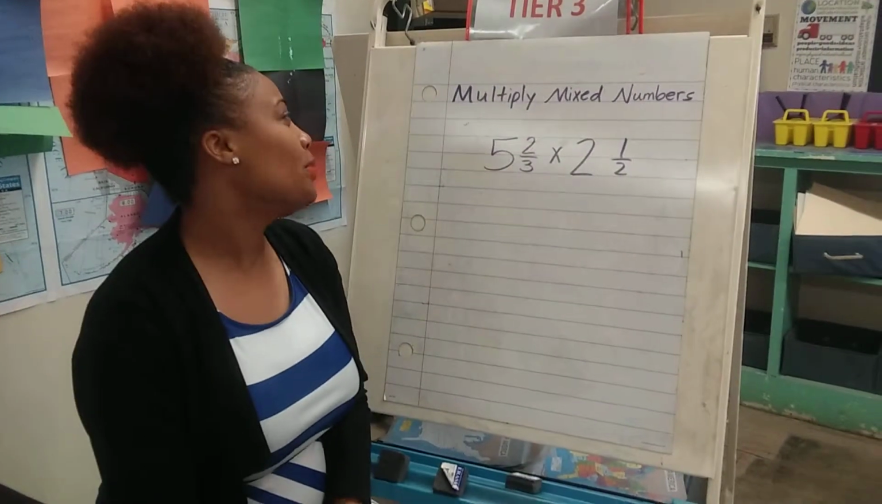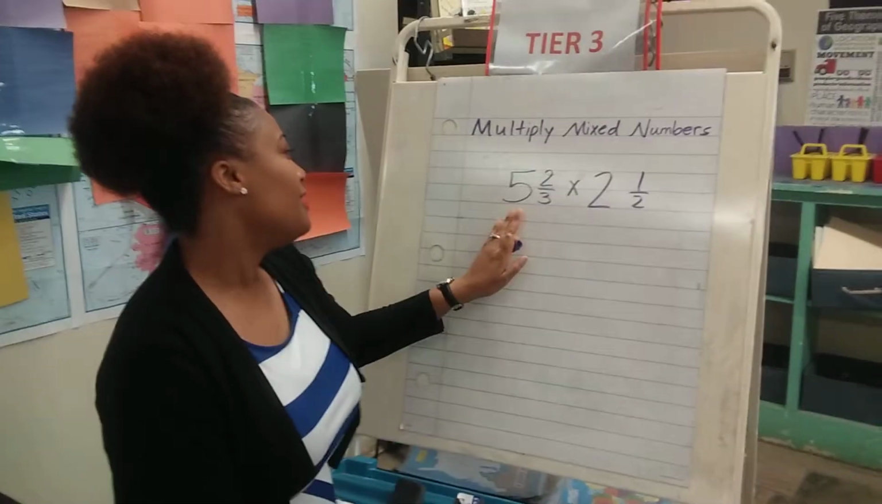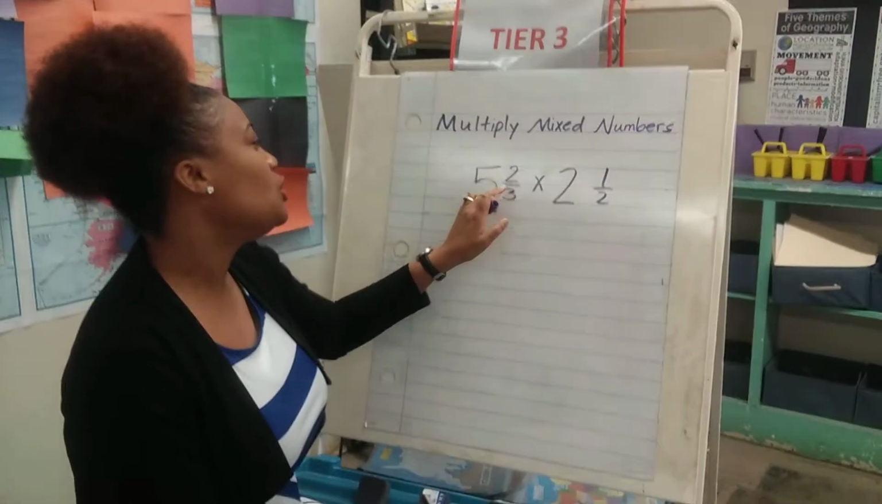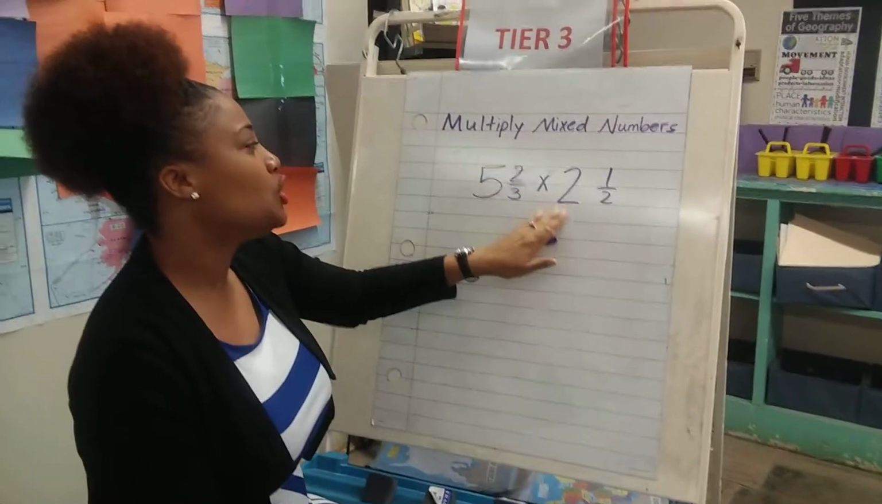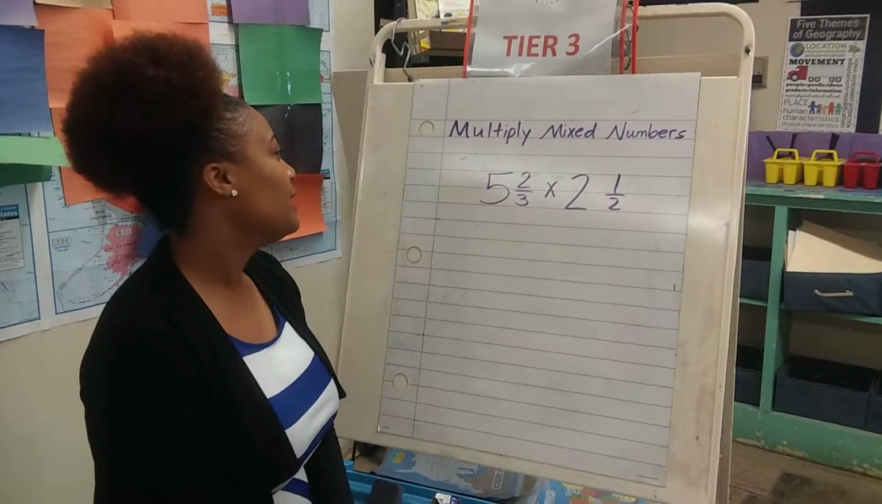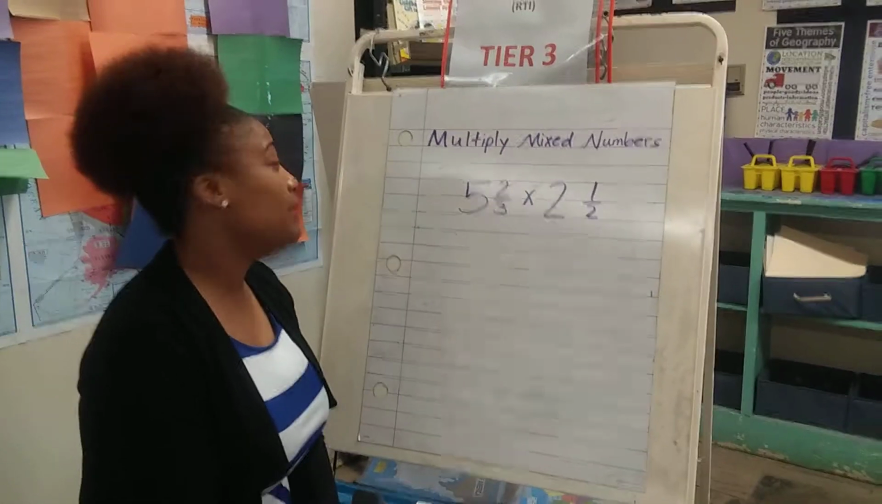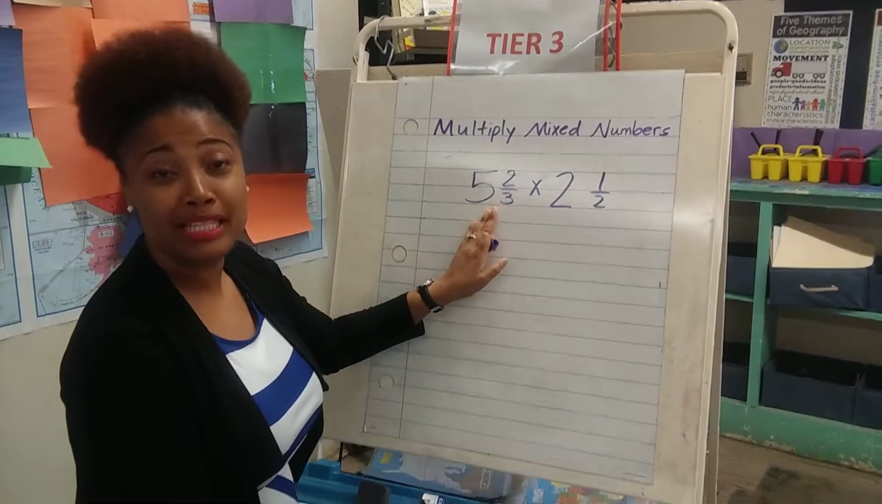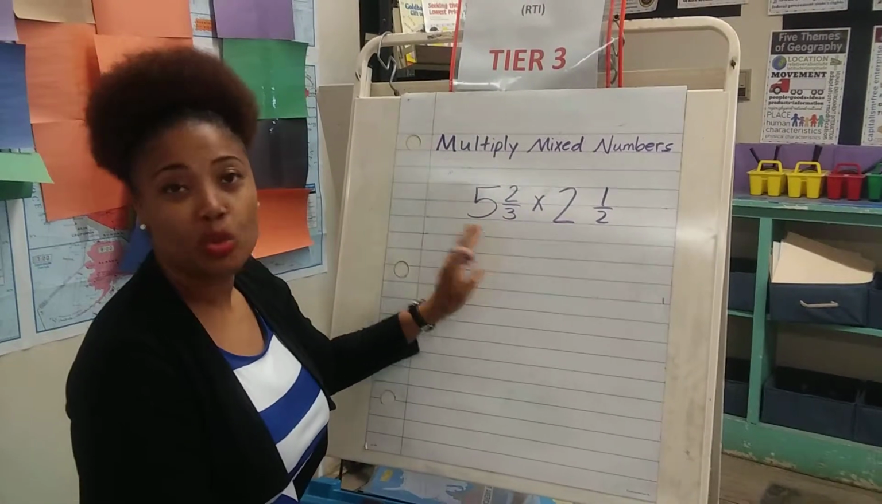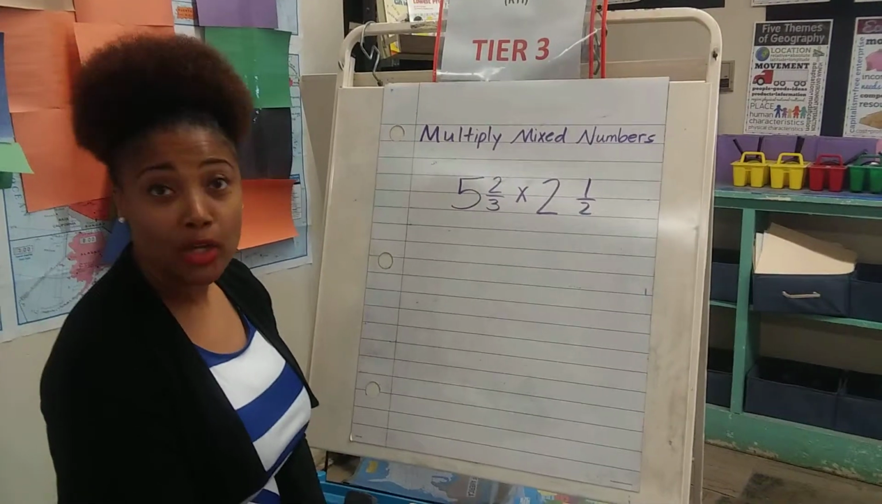Today we will be multiplying mixed numbers. The first problem we have is 5 2/3 times 2 1/2. The easiest way to multiply mixed numbers is to convert this mixed number into an improper fraction. How do we do that?